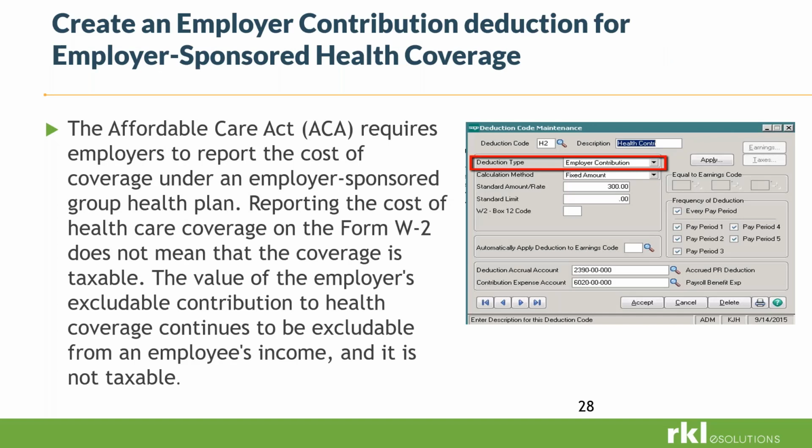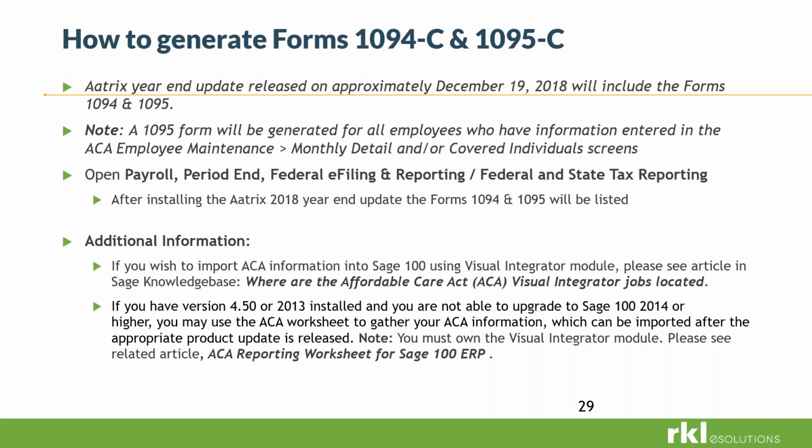Now, if you do contribute to your employees' health insurance, you're going to want to have a deduction code set up, and this page shows you how that screen should look in Deduction Code Maintenance. And then this page talks about going to the federal e-filing and reporting and how you would generate your 1094-C and 1095-C forms. They are basically in the list with the 941s and the W-2s, and you would simply choose them and advance through the wizard.